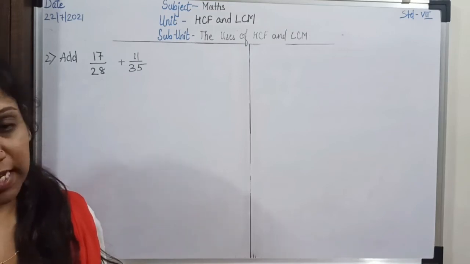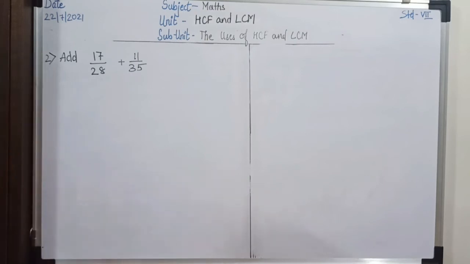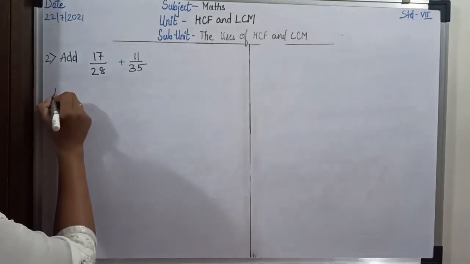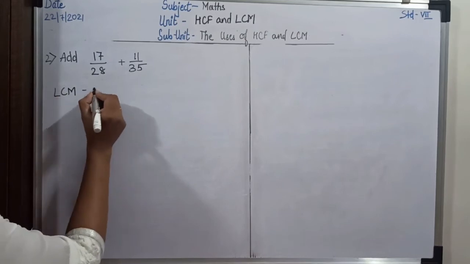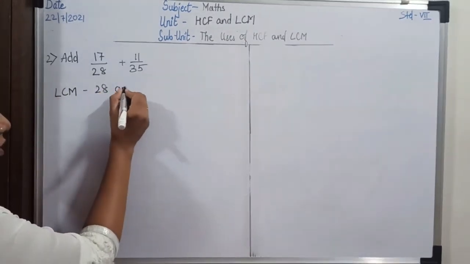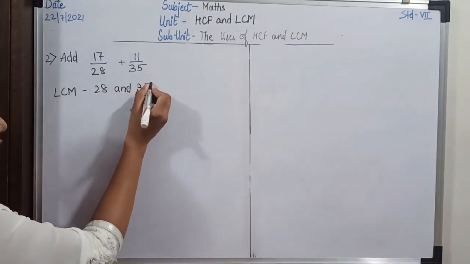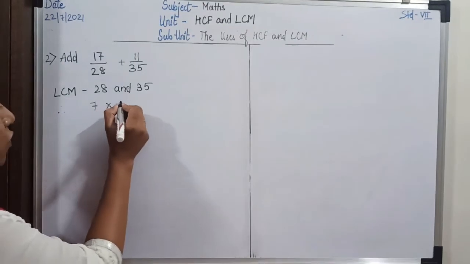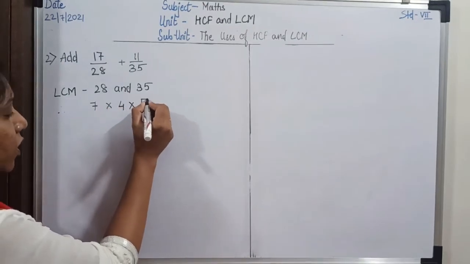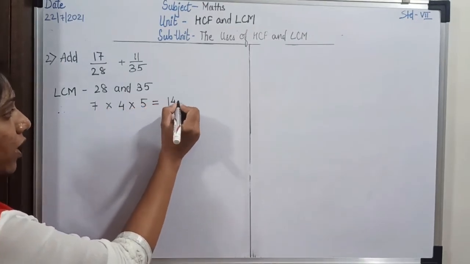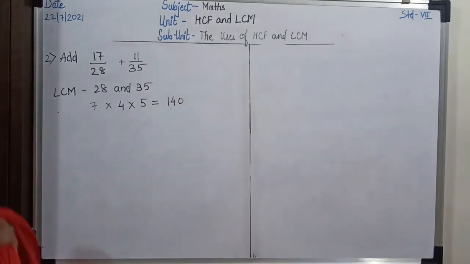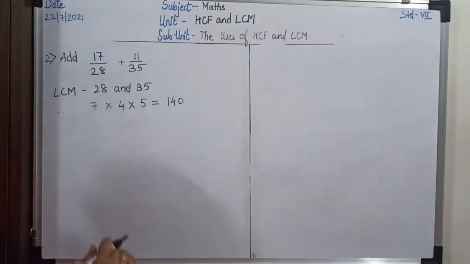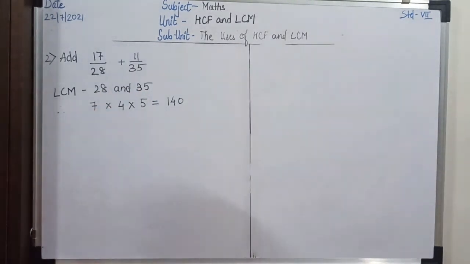The second method tells us to find the LCM of 28 and 35. The LCM of 28 and 35 is 7 into 4 into 5, which is equal to 140. Okay children, so we have the LCM of 28 and 35, which is 140.